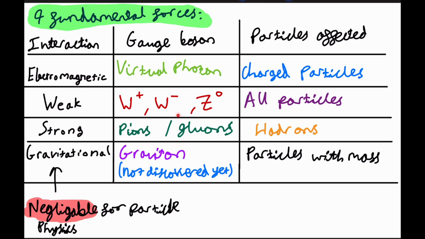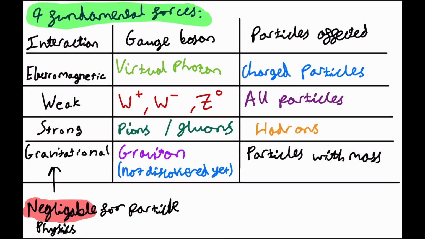We'll go into more detail later on which one is used, and also which of these are used for the weak force. And then for the gravitational interaction, there is the hypothesized graviton, which is not discovered yet, and it affects all particles with mass. So it wouldn't affect photons because photons don't have mass. For particle physics, you don't really take gravitational interaction into account because it's so small on the scale of particle physics that you can say it's negligible.